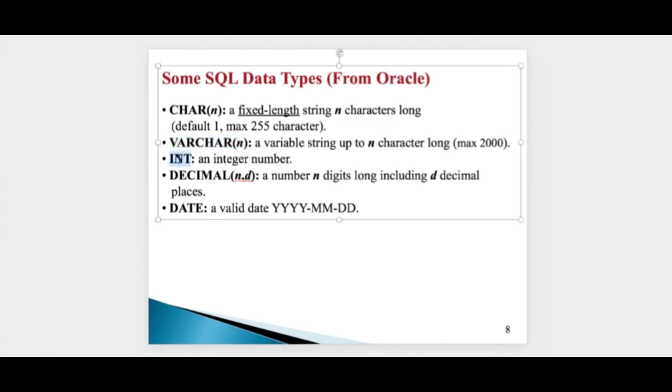Next is int, that is integer. If you want to store integer values, then you declare it to be int. Similarly, if you want to store decimal values, then after writing this keyword decimal, there are parentheses. In parentheses, you write two values. First one is n, second one is d. Here n represents the digits before the decimal, and d represents the digits after the decimal.